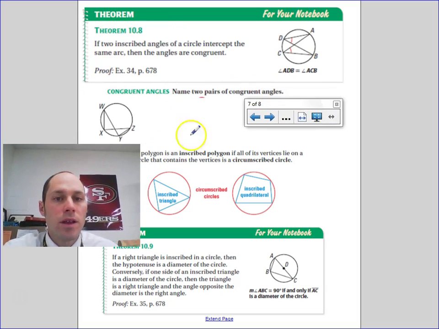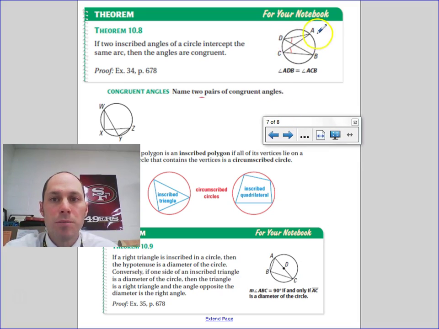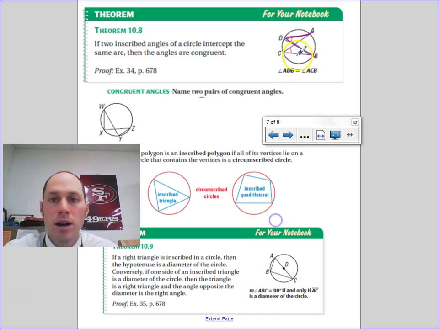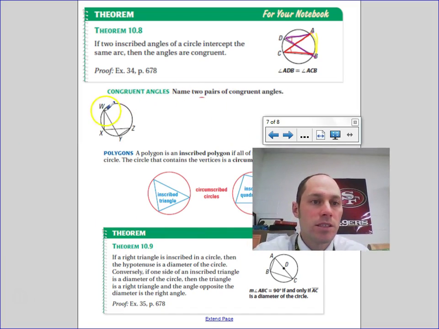Okay, then the other thing that we talked about with the inscribed angles, if they intercept the same arc, they're going to be congruent. So just like we looked at in exploration, those hit the same arc. They intercept arc AB. So if they both intercept arc AB, they've got to be congruent. So if we look at this figure here, which pairs of angles are congruent? Well, I see arc WZ, and WXZ intercepts the same arc as WYZ. So those would be congruent.